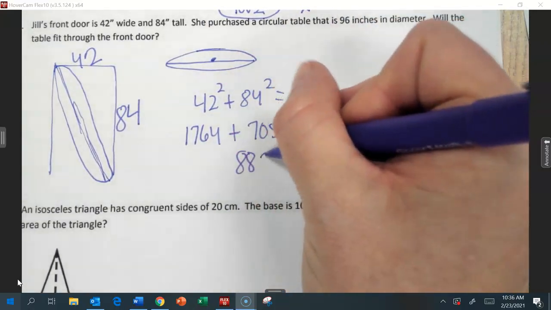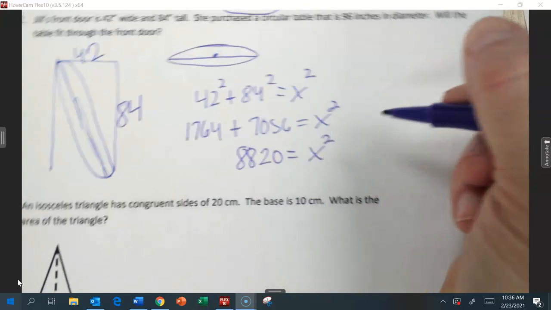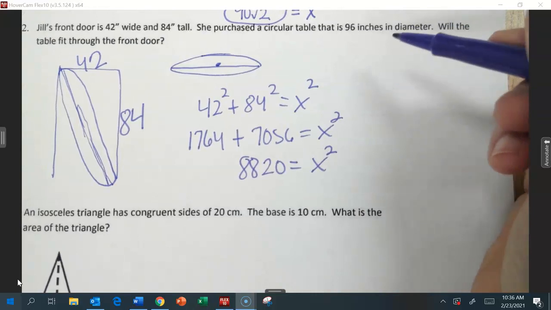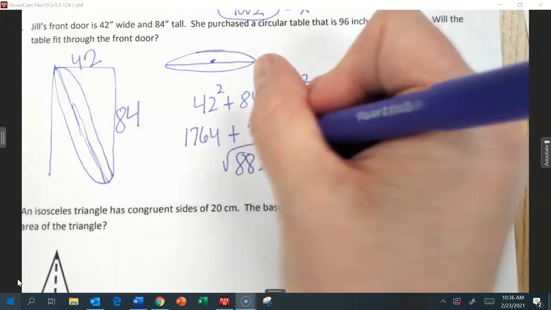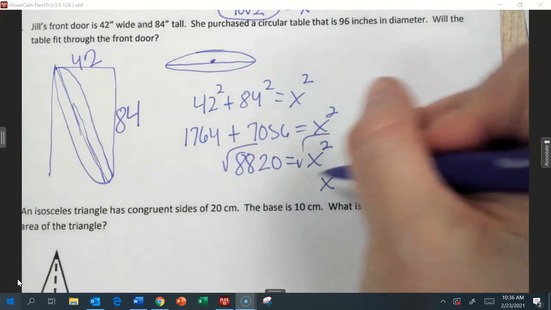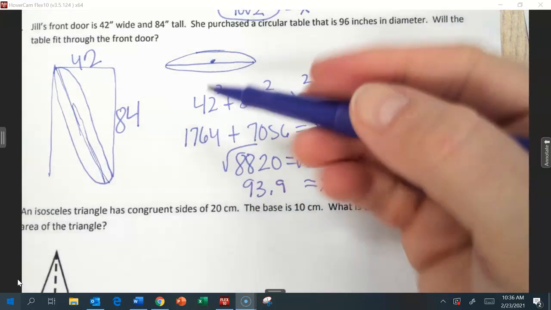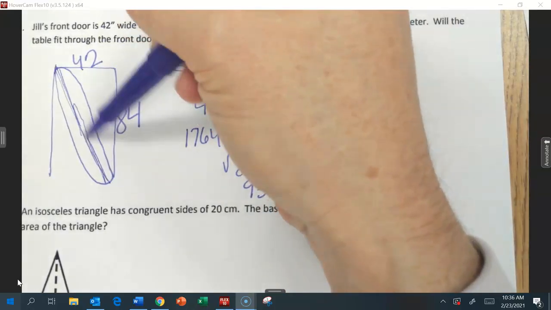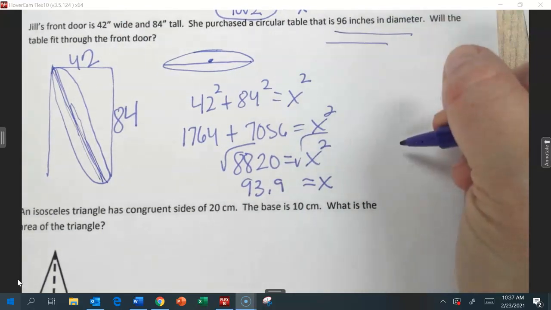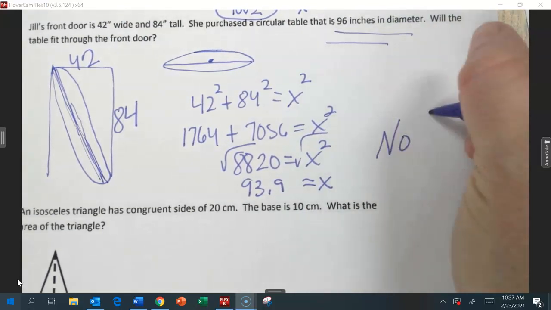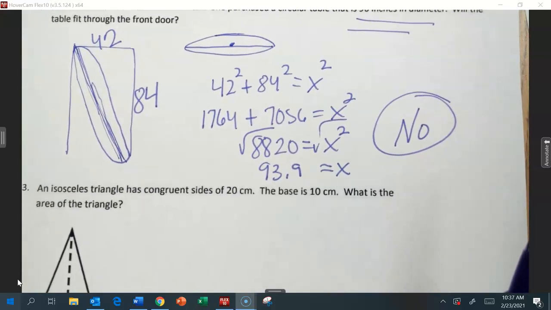And I don't necessarily need the exact answer, because here's the deal. We want to know if a 96 inch diameter is going to work. So when I take the square root of 8,820, I get about 93.9. So if this door is only going to hold 93.9, no way is that going to work. So our answer is no. That table will not make it through that door.